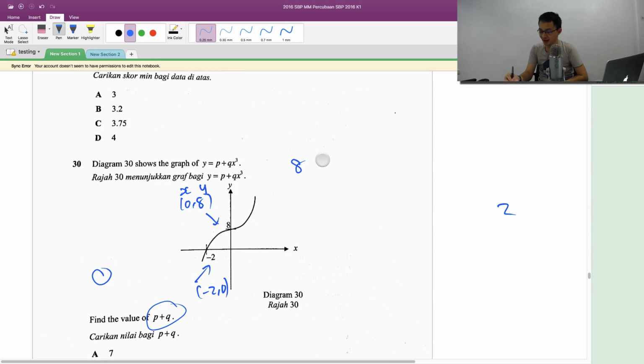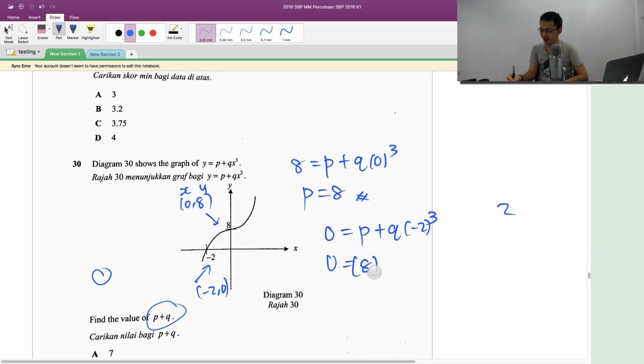So when y is 8, my x is 0, 0 power of 3. So my p is 8. So I got my p. Alright, then I will do the same thing to substitute -2, 0, 0 as y, and my x is -2q. And I got my p. My p is 8 on the top there. This one is -8q. So it's just -8q.